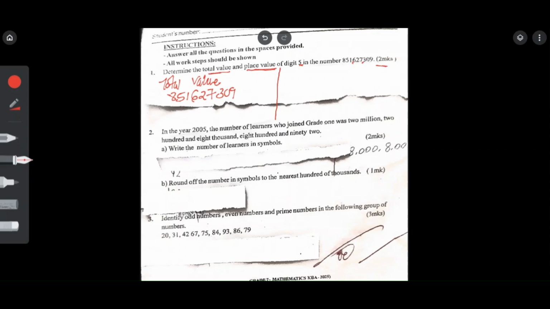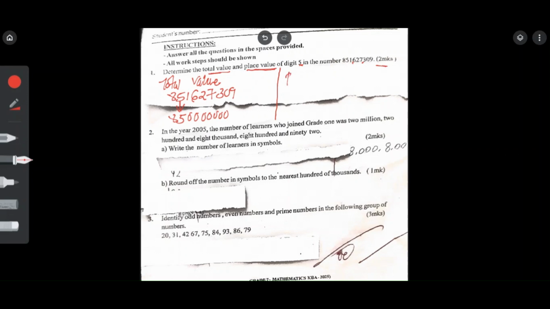So 5 is here. Let me drop the 5 here. All the other numbers on your right, you turn them to be 0. So you have how many zeros? 1, 2, 3, 4, 5, 6, 7. So I'll put 1, 2, 3, 4, 5, 6, 7 zeros. Then here you put 8. This 8, you don't turn it, you just drop it the way it is. So the total value of 5 in this number, that is our answer.